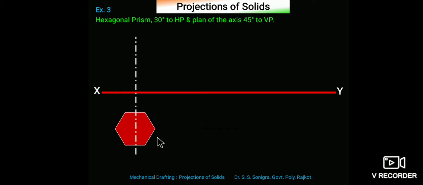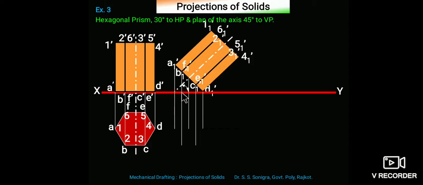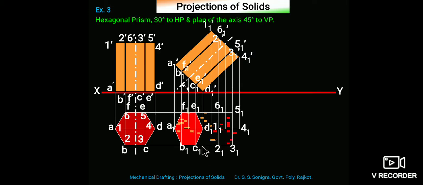So first of all, draw a hexagon below the XY line of given dimension. Name A, B, C, D, E, F and 1, 2, 3, 4, 5, 6 as the points. Draw projection lines from the respective points. Mark A dash to F dash on the XY line and draw its front view. It's a hexagonal prism, so the front view would be like this. Rotate it at the given angle of 30 degrees to HP. Take projections from the front view like this. We know how to take these projections.